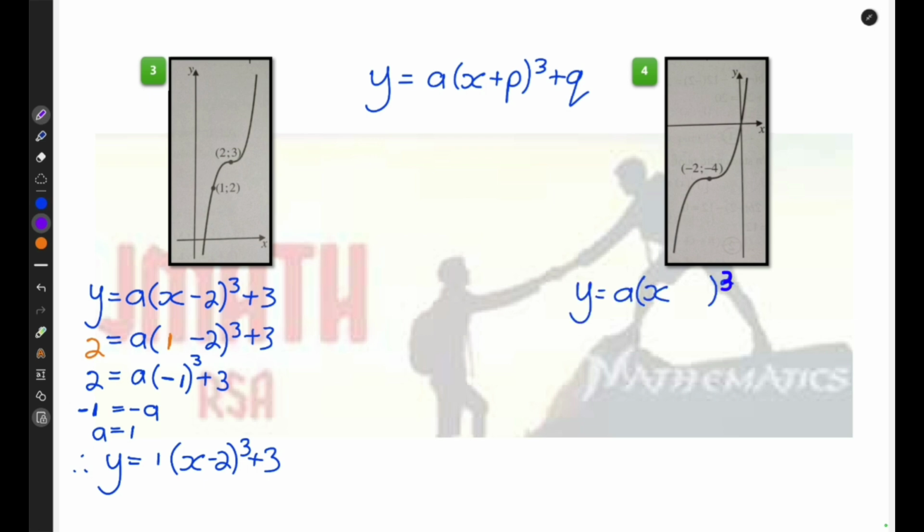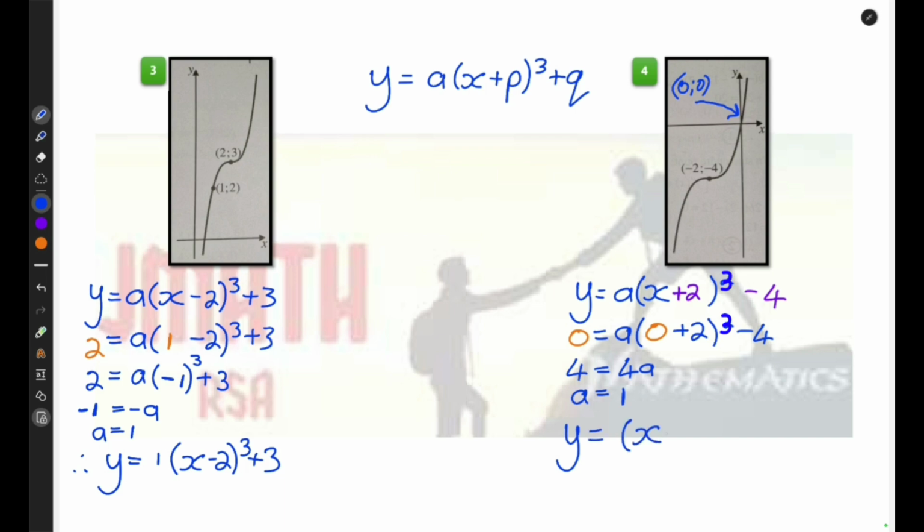In this case, I can see that my p-value is going to be minus 2, so in the bracket is going to be x minus 2, and then a minus 4 at the end. Now I can just go and sub in the other point that I have. They're trying to hide it from me, but that is the origin. So I can just put that in x and y. Okay, so 0 goes there, 0 goes there. Then I can just solve for a, and I can take the 4 to the left, and therefore 2 squared is 4. So 4 equals 4a. Therefore a is just 1. Final answer to the question is then just y is equal to x plus 2 cubed minus 4.